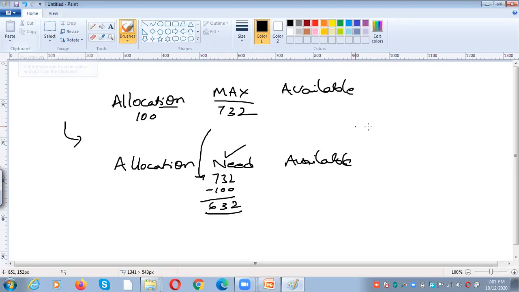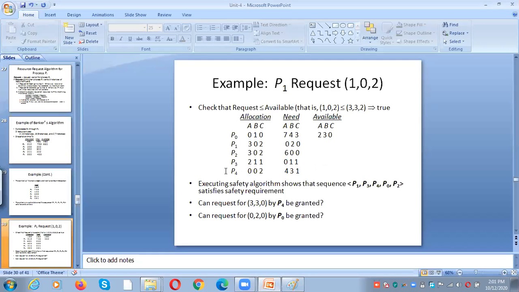In the first example, they have given only allocation, max, and available. In the second example, they have given allocation, need, and available. Need means you don't need to calculate it in the problem. If we get the need directly, we don't need to subtract allocation from max. So if the resources are available, we can assign that number of resources based upon the need of a process. That is the thing.